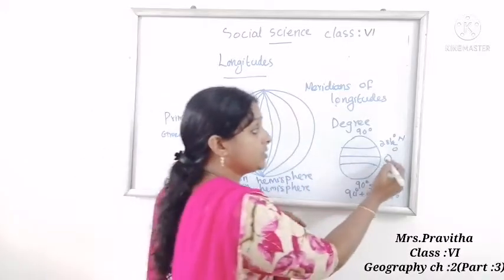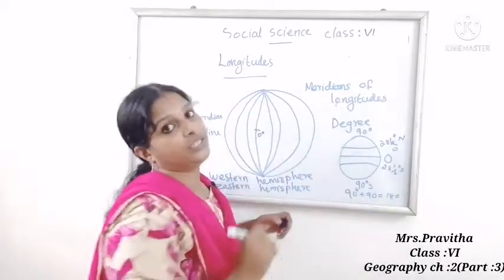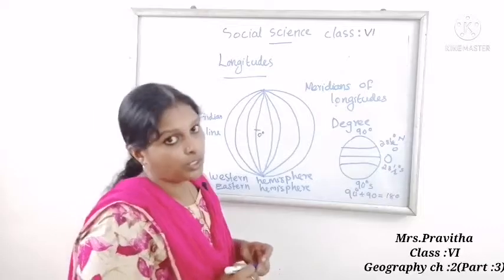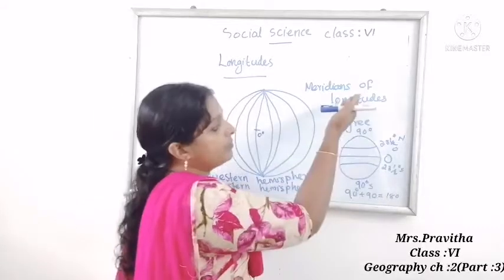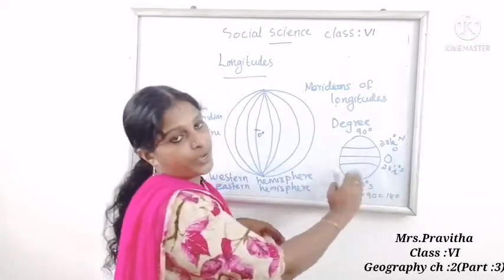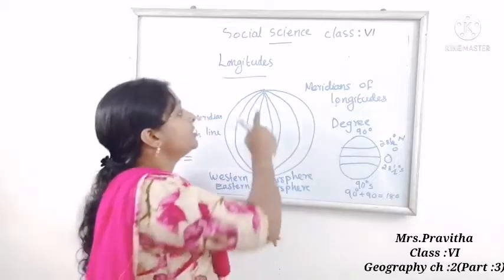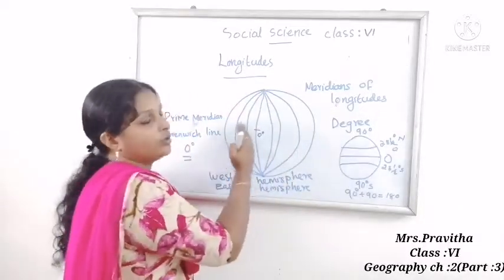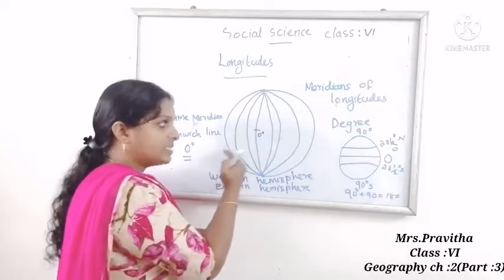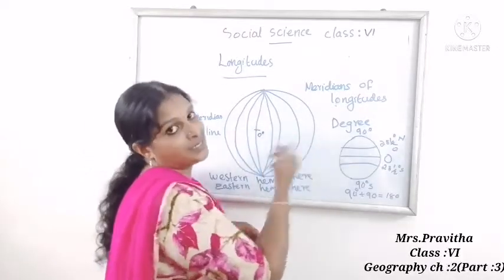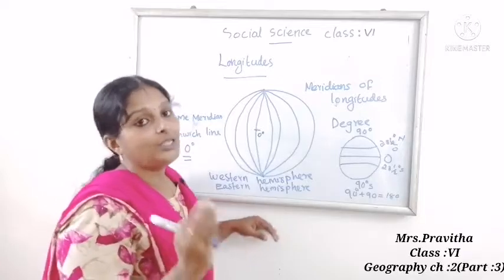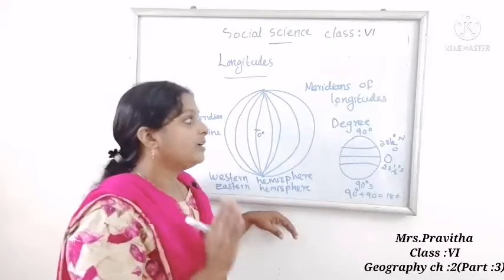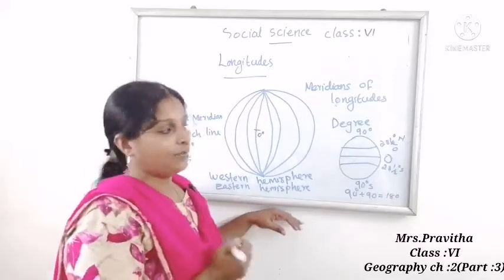Here ma'am told you 0 degree latitude divides the Earth into two equal halves, the Northern hemisphere and the Southern hemisphere. In the same way, 0 degree longitude divides the Earth into two equal halves, the Western hemisphere and the Eastern hemisphere. I think you got it.